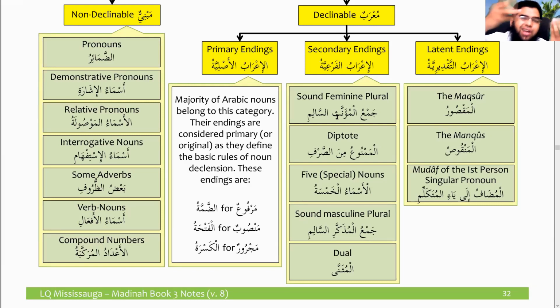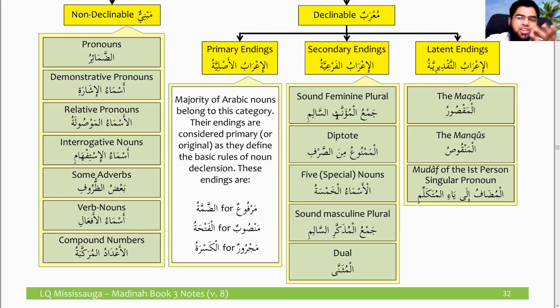Asmaul khamsa, 5 nouns, just 5 nouns. So in 5 cases, there are secondary endings in nouns. That's it: duals, 2 types of plurals, asmaul khamsa, and diptotes.